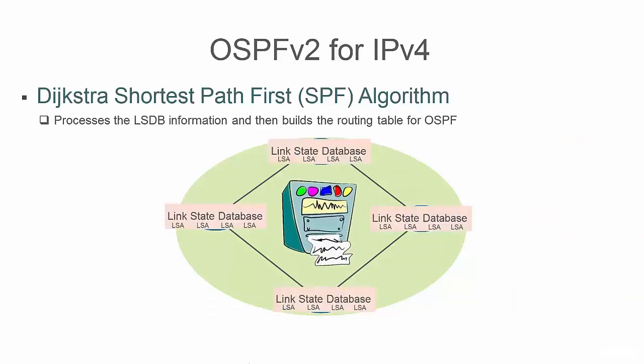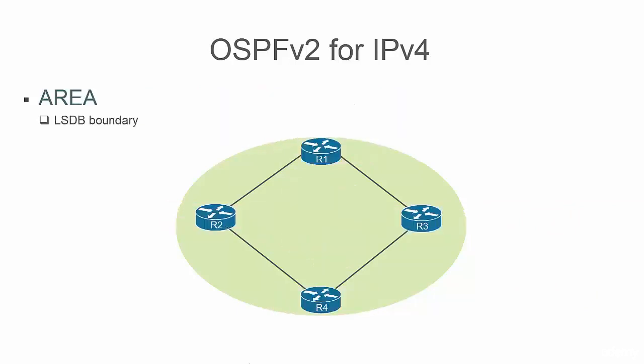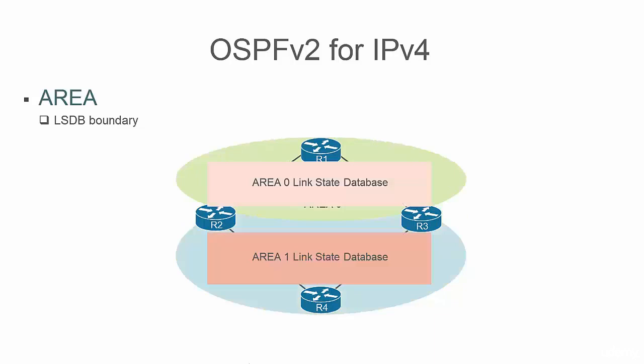Once the SPF algorithm runs, then the link state database information can become routes in the routing table. Since the SPF algorithm can be a lot of work on a router, to scale OSPF, areas are used. Areas are basically link state database boundaries between OSPF routers. So then you can split up the load of running the SPF algorithm. And this can help scale OSPF topologies because once you get into hundreds of routers, that's a lot of memory and processing overhead for OSPF routers.